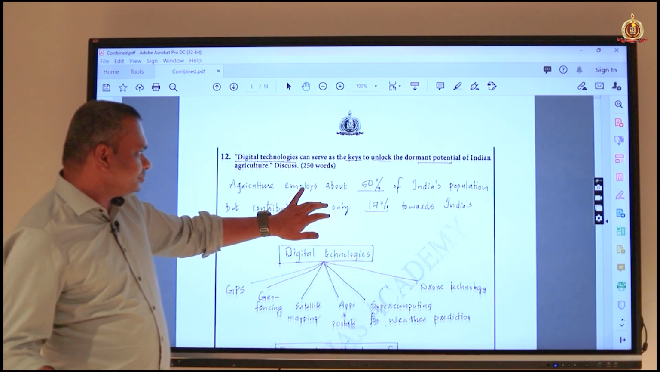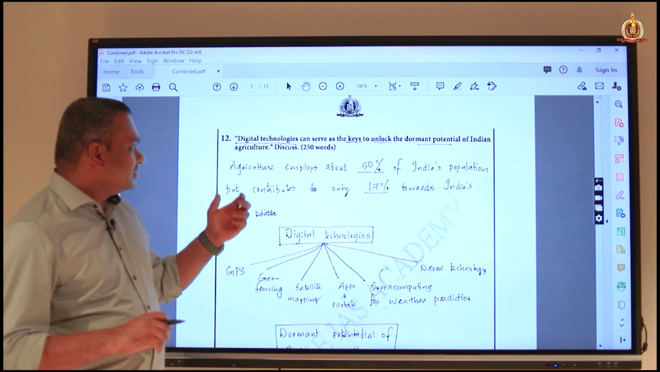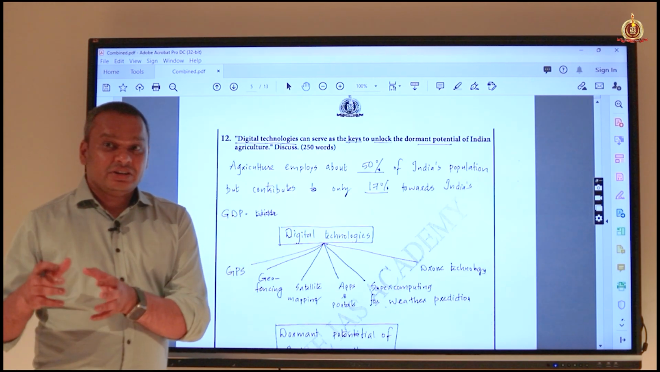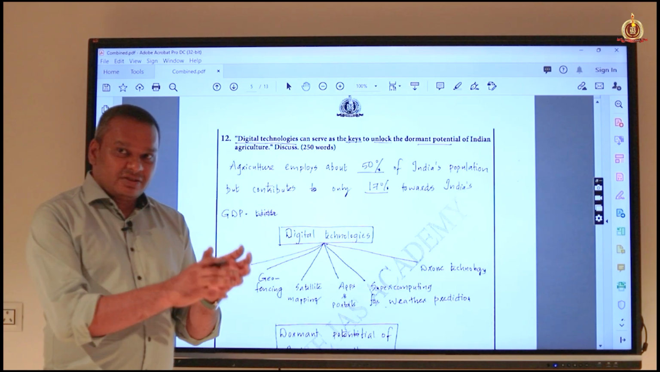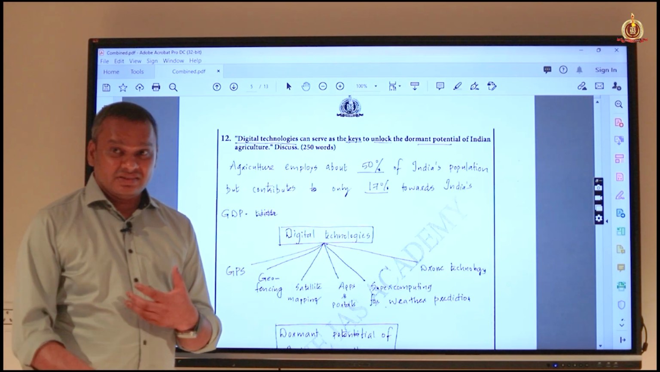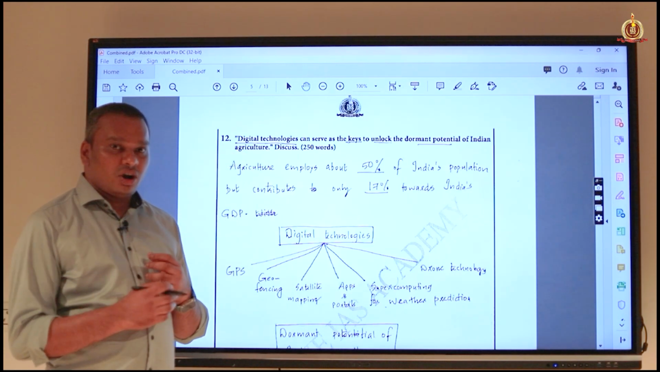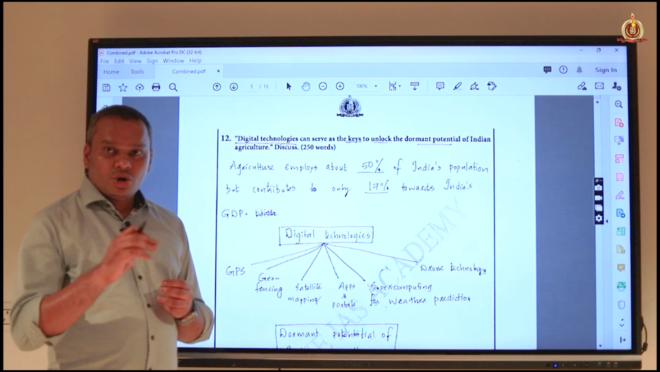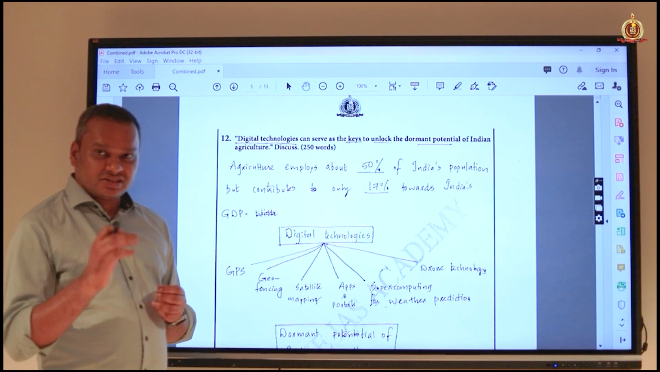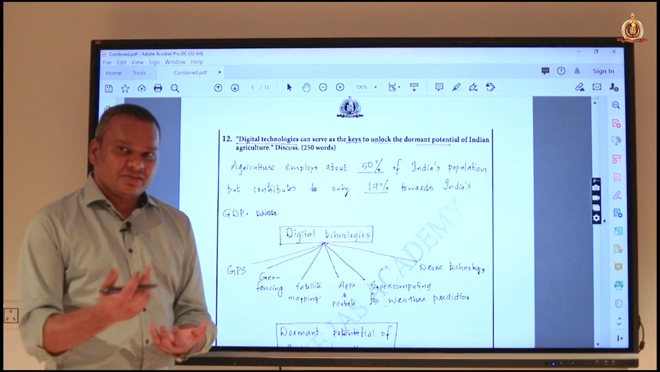So this question, here she has done the underlining for me, thankfully. This is from the topic E-Technologies in the Service of Indian Farmers. So how E-Technologies can help Indian farmers. This is a specific syllabus topic from GS paper 3, and multiple questions have come from this same theme. So let's look at this question. Digital technologies can serve as the keys to unlock the dormant potential of Indian agriculture. Discuss. When you look at that theme, it's an almost direct question from that theme.